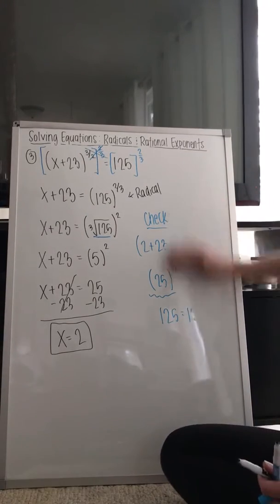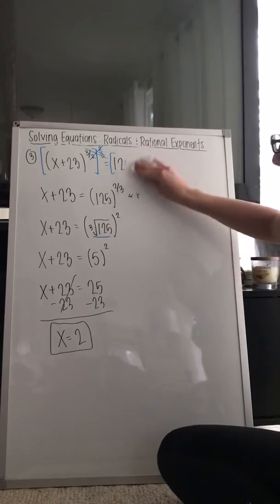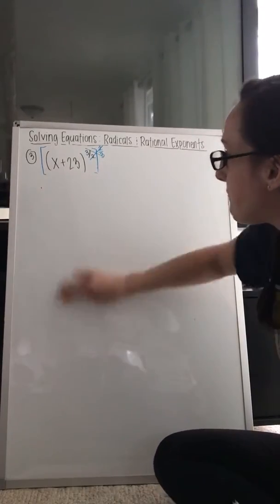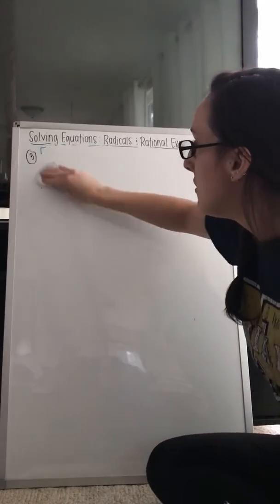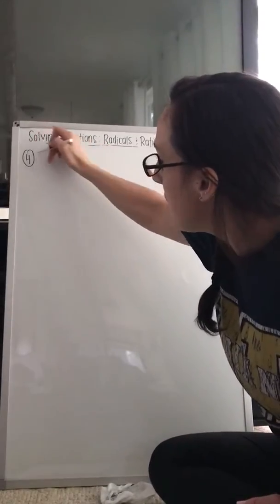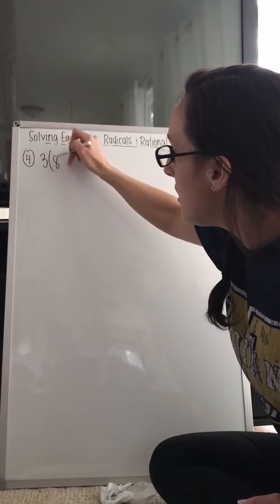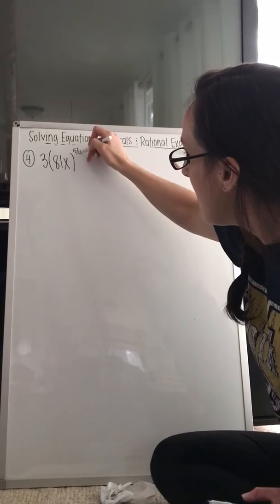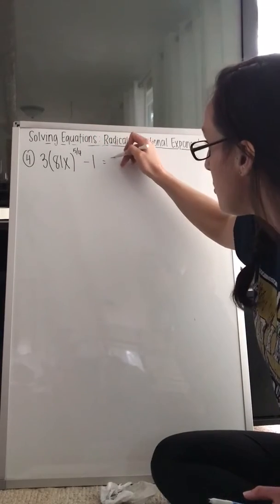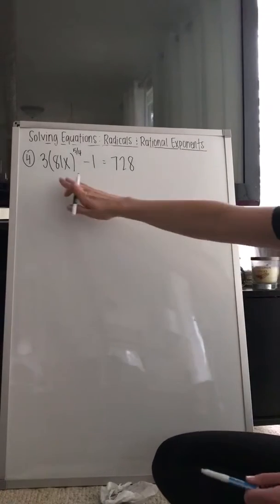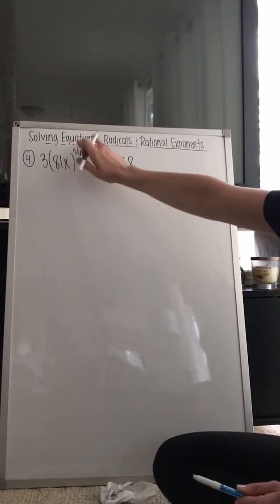All right, go through a couple more examples. So the next one will be a little bit more complicated. Not too much though. So example 4, we're going to solve 3 times 81x raised to the 5/4 power minus 1 equal to 728. So this time we've got stuff around our term with the fractional exponent.